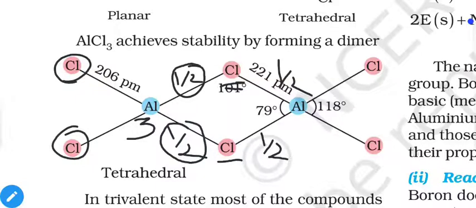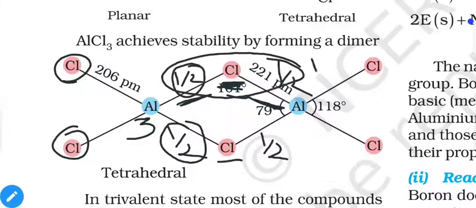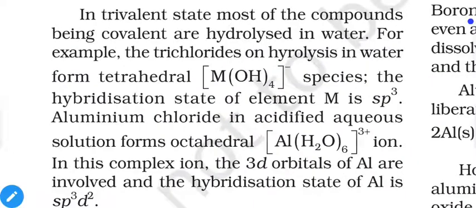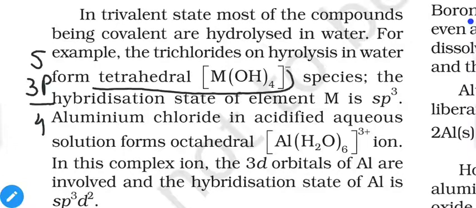Similarly, if we check the bridge chlorine, it has half bonding with one aluminium and half bonding with the second aluminium. So the total bonding is again 1. So it behaves normally. And this happens because of the electron deficiency in aluminium as well. Now normally these elements have only 4 orbitals, 1 s orbital and 3 p orbitals, and because of this the element forms a total of 4 bonds. So usually they form tetrahedral or MOH type ions.